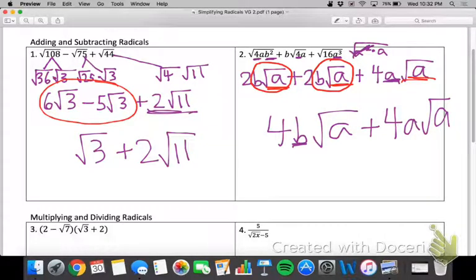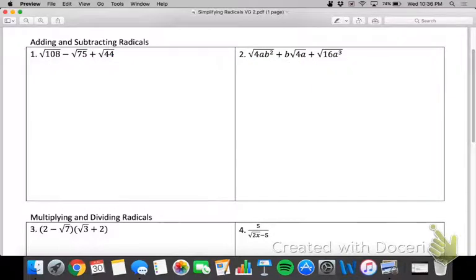Okay, so that's really all there is to it when we're adding them. We still simplify and then we just look for like ones. Now multiplying and dividing radicals.